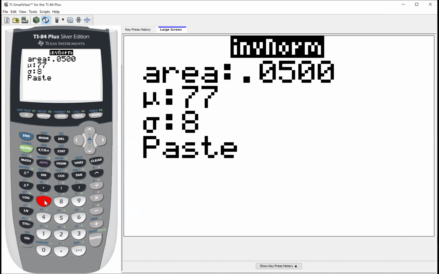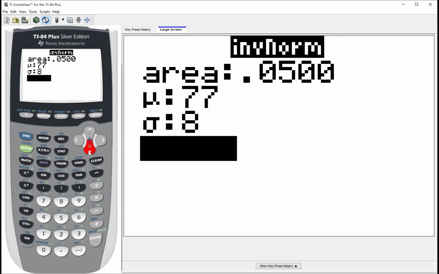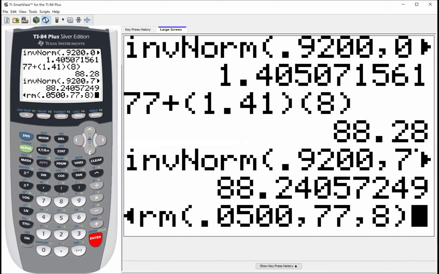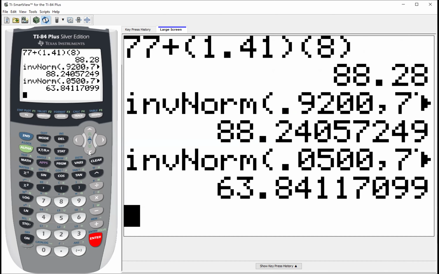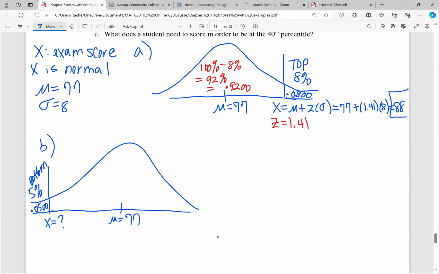The mean of the distribution is 77, and the standard deviation is 8. So the fact that I'm using the mean of the scores and the standard deviation of the scores, the calculator is going to give me the raw score. I don't have to use the raw score formula. And we get about a 63.84. And if we round that to the nearest test score, it's going to be about a 64. So X is equal to 64. So we would need to get a 64 in order to cut off the bottom 5% of the test scores.